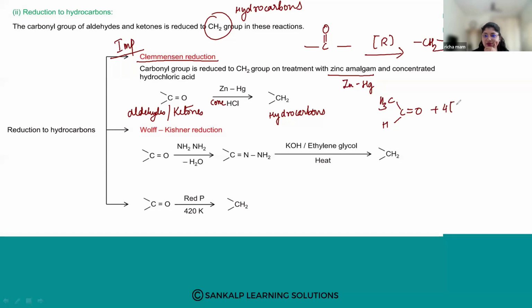So we are going to do Clemmensen's reduction. When they ask you to explain Clemmensen reduction, you have to write the explanation, the general reaction, and the example. Names should be mentioned below. They can also ask what the reagent used in Clemmensen's reduction is. It is zinc amalgam in the presence of concentrated HCl.